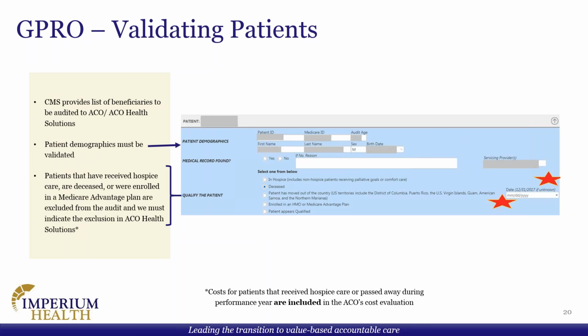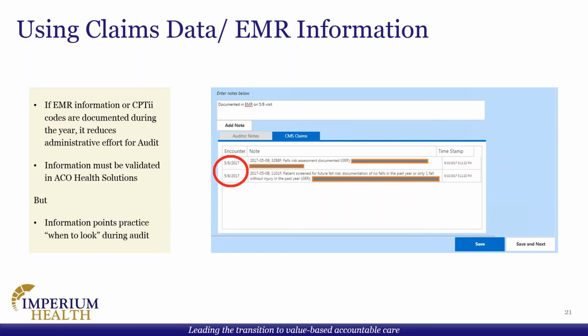Within ACO Health Solutions, we always need to make sure that we're validating the right patient and the patient is still eligible for the audit. For instance, the patient may pass away during the performance year or enter hospice care during the year, but Medicare may not know about it yet. If that happens or the patient moves out of the country, we just need to make sure that we document that in the first part of the audit, and we will not need to worry about that patient for the rest of the year or for the rest of the audit.